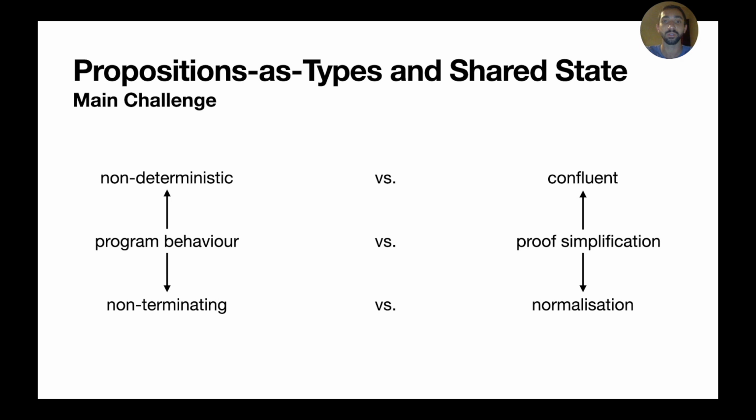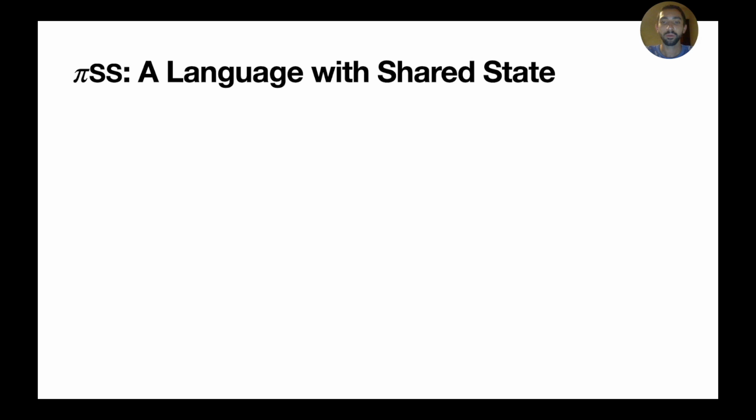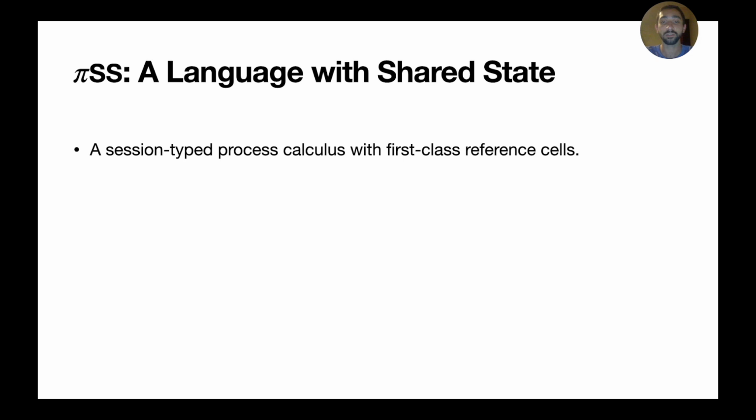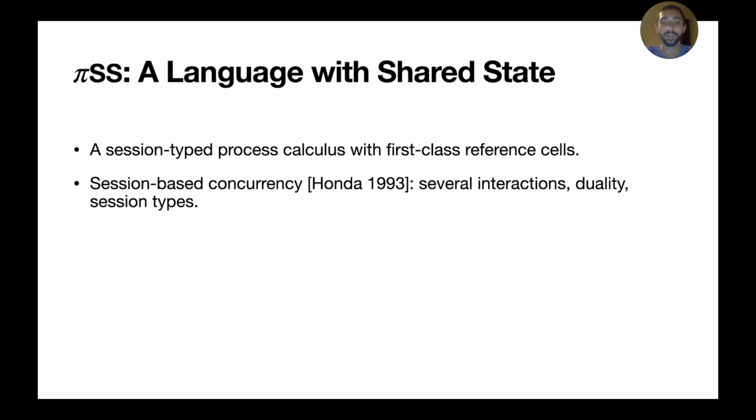Our proposed solution to accommodate shared state into a propositions-as-types framework is PySS, a session type process calculus with first-class reference cells. PySS is a session-based concurrent programming language. Several interactions occur at the same time, and they occur always on matching dual pairs. Furthermore, interactions are structured around the notion of session types, which are dynamic entities that prescribe a communication protocol describing which and when interactions take place.